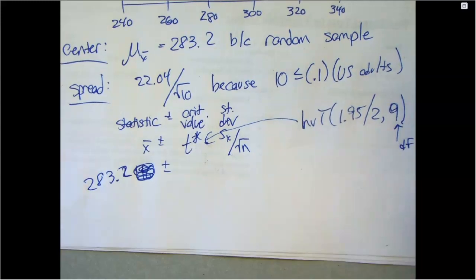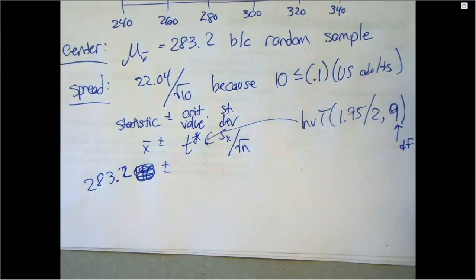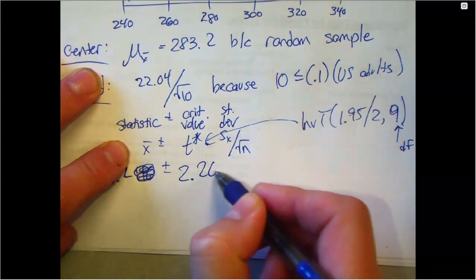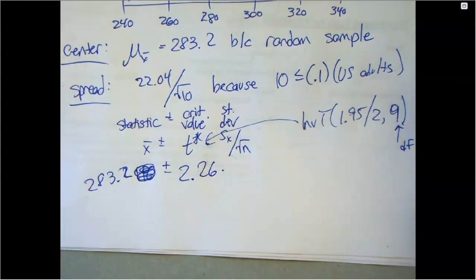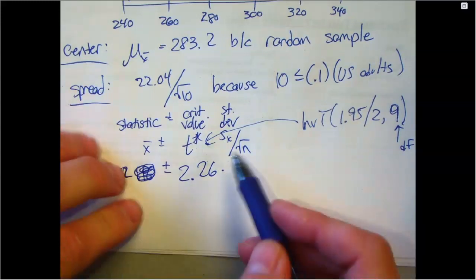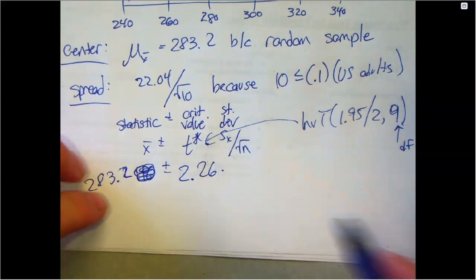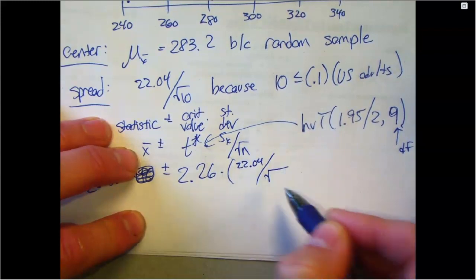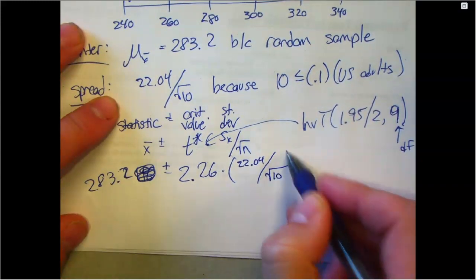T star. So then find this: inverse T of 1.95 divided by 2, comma, degrees of freedom. So I get 2.26. You get that? 2.26? What's my standard deviation? 22.04 divided by the square root of 10.